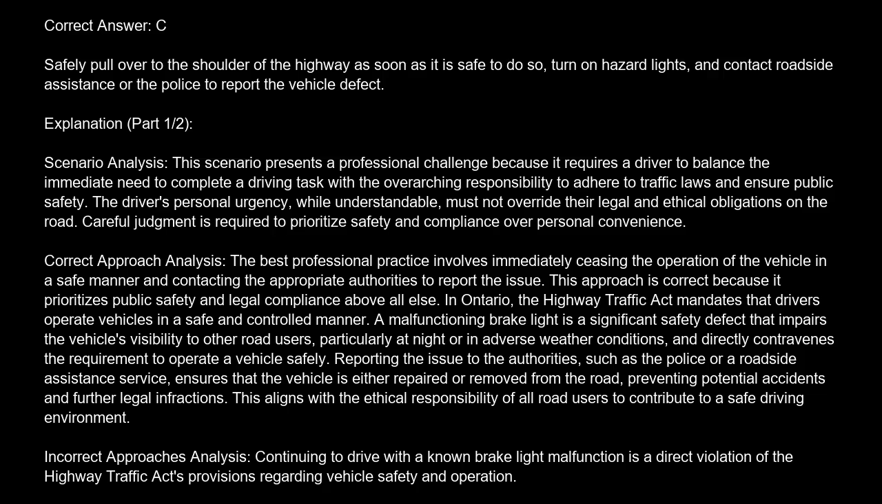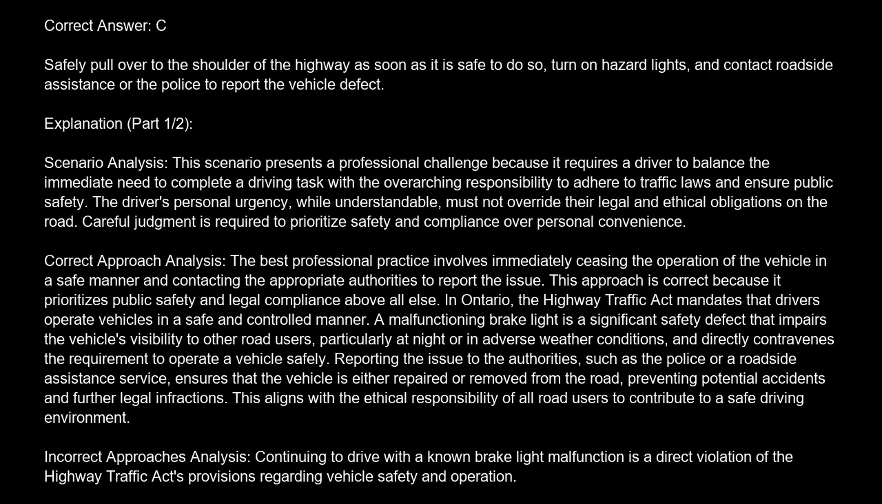In Ontario, the Highway Traffic Act mandates that drivers operate vehicles in a safe and controlled manner. A malfunctioning brake light is a significant safety defect that impairs the vehicle's visibility to other road users, particularly at night or in adverse weather conditions, and directly contravenes the requirement to operate a vehicle safely. Reporting the issue to the authorities, such as the police or a roadside assistance service, ensures that the vehicle is either repaired or removed from the road, preventing potential accidents and further legal infractions.